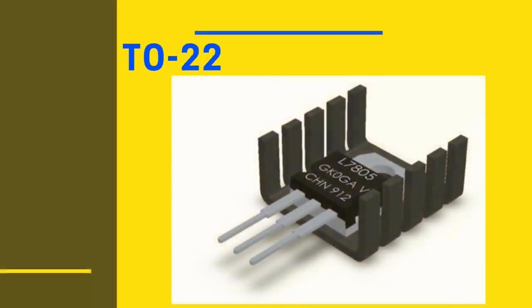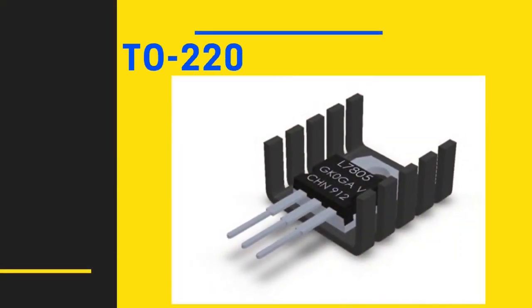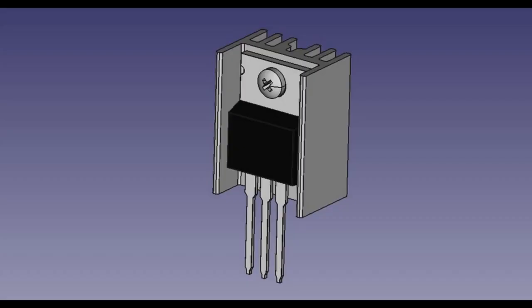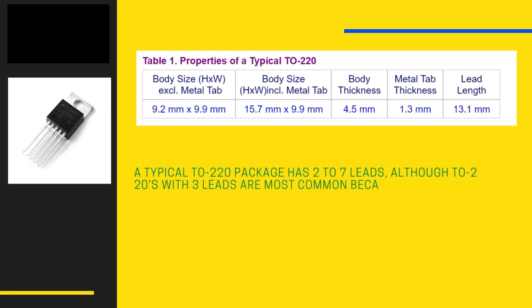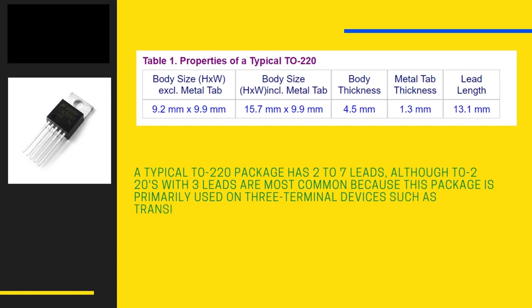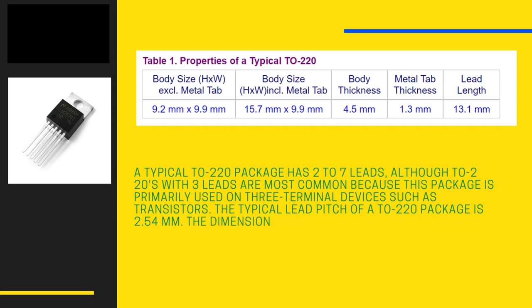The TO220 is the most common type of through-hole transistor package. It features a flat metal tab at its back, usually to dissipate relatively large amounts of heat. The TO220 is commonly used for housing transistors, thyristors and ICs. A typical TO220 package has 2 to 7 leads, although 3 leads are most common because this package is primarily used on 3-terminal devices such as transistors. The typical lead pitch of a TO220 package is 2.54 mm.